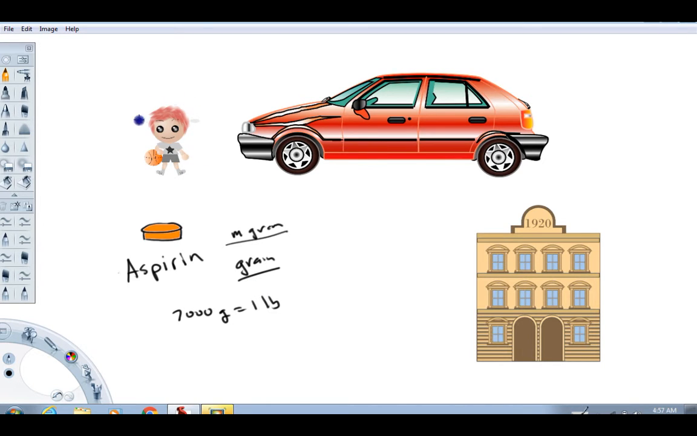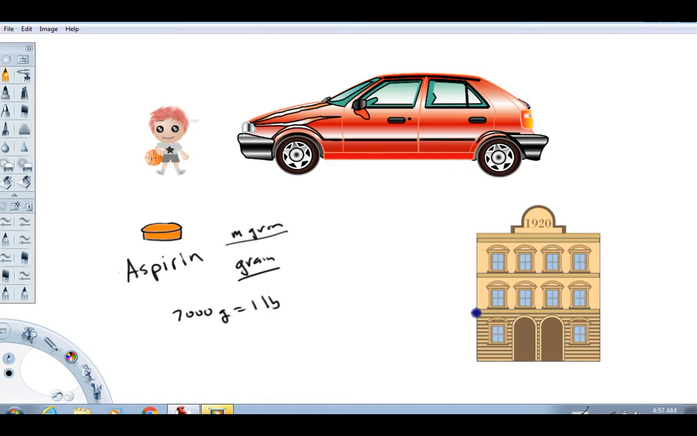The young lad here, this is a young kid. He might be something like 60 or 70 pounds. An automobile, well, the weight of the automobile, just throwing a number out there, maybe something like 3,000 pounds. That's just a guess. Or somebody might say maybe a ton and a half. But the most likely scenario is somebody would give you a measurement in pounds.